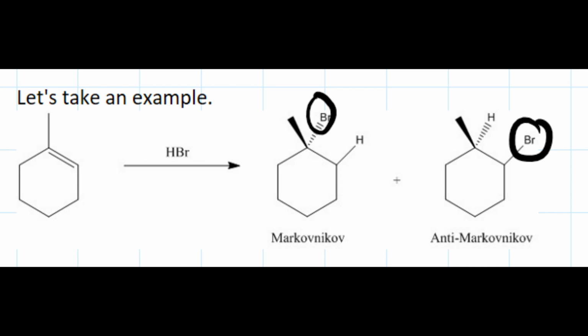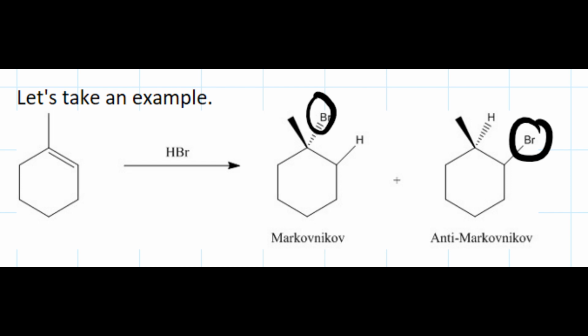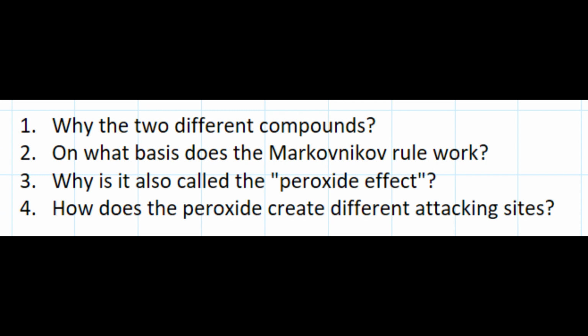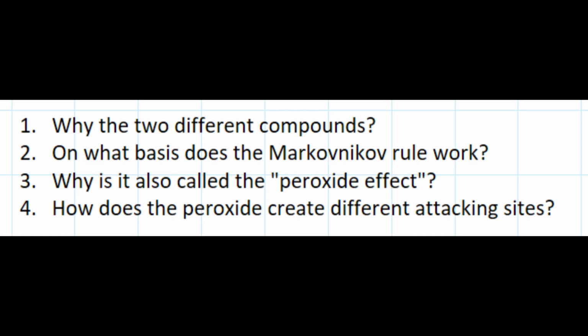Let's put it into the use case over here that I've shown of the addition reaction on a cycloalkene. I am adding HBr. One product is the Markovnikov product that I am forming and the other is the anti-Markovnikov product. Why are these two compounds different? Here bromine is being attached to this carbon, here the bromine is to this carbon. Why so? What is this Markovnikov rule? What is the basis of it? Well, that's kind of answered with the explanation that I just gave. Why is it also called the peroxide effect? How does the peroxide create different attacking sites? See, when you create these questions, you're able to understand the mechanism in detail.